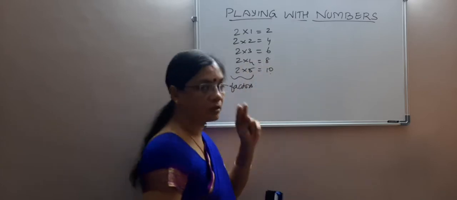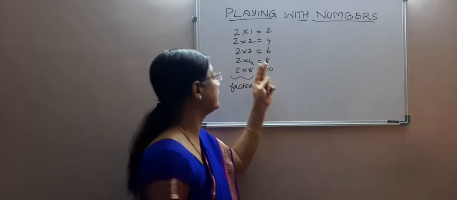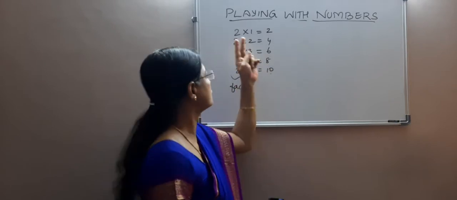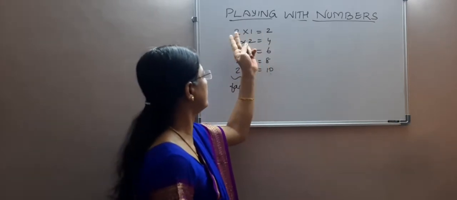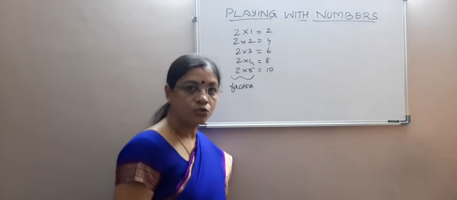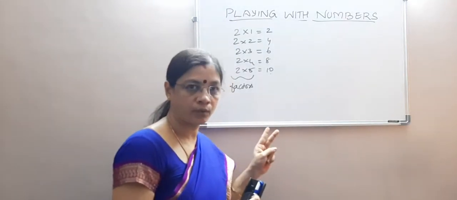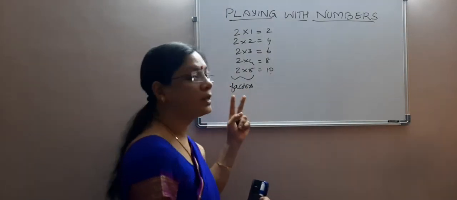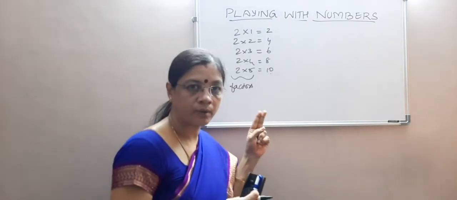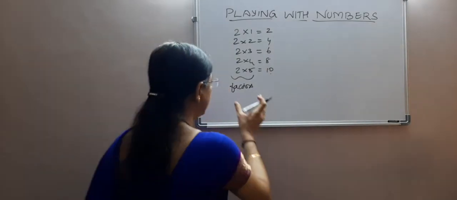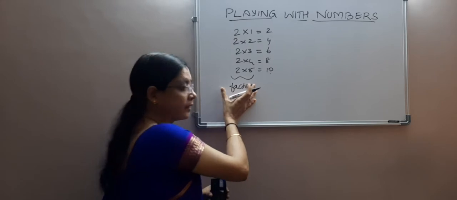2 and 4 are factors of 8, 2 and 5 are factors of 10, 2 and 3 are factors of 6, and 2 is a factor of 4, and 2 and 1 are factors of 2, isn't it? I think you could understand this. So it will be easy for us to understand what our factors are. These are factors, the numbers to the left are factors.